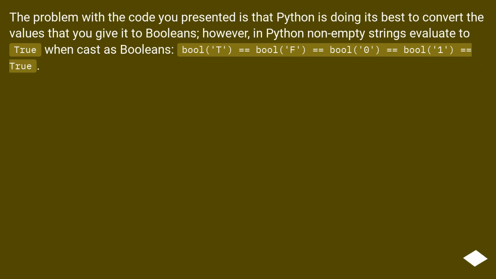The problem with the code you presented is that Python is doing its best to convert the values that you give it to booleans. However, in Python non-empty strings evaluate to true when cast as booleans. bool('t') equals bool('f') equals bool('0') equals bool('1') equals True.